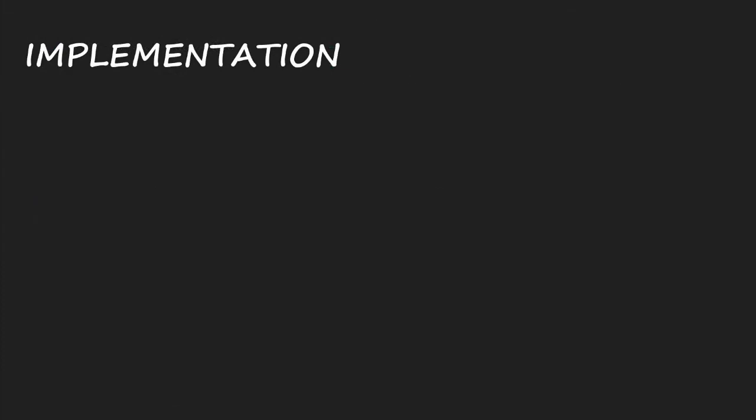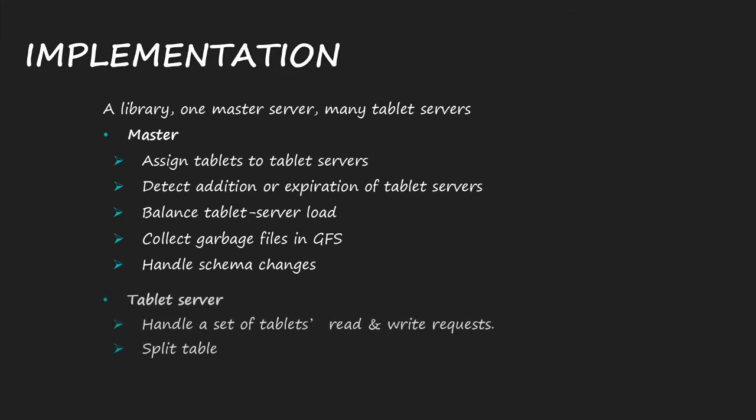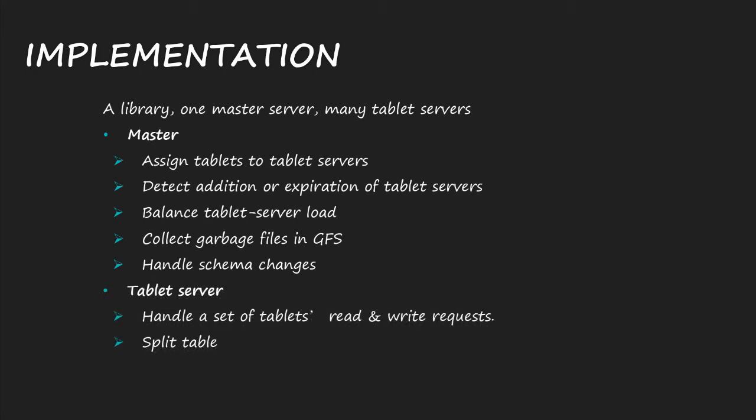And now I'm going to introduce the implementation of Bigtable. It has 3 major components: a library that is linked into every client, one master server, and many tablet servers. The main functions of the master are assigning tablets to tablet servers, detecting the addition or expiration of tablet servers, balancing tablet server load, collecting garbage files in Google File System, and handling schema changes. It will be explained in detail later.